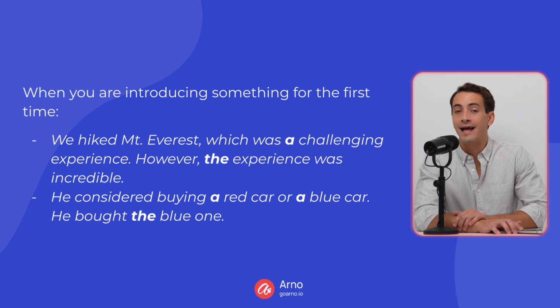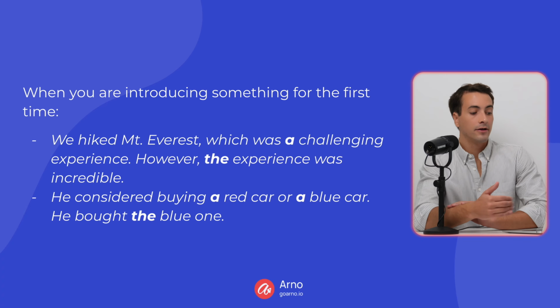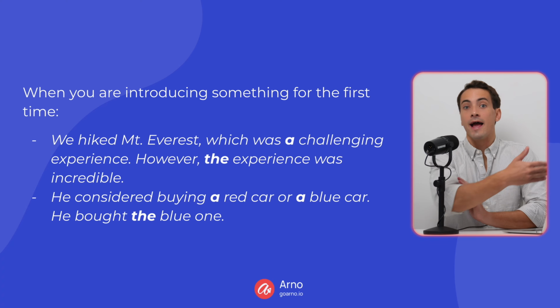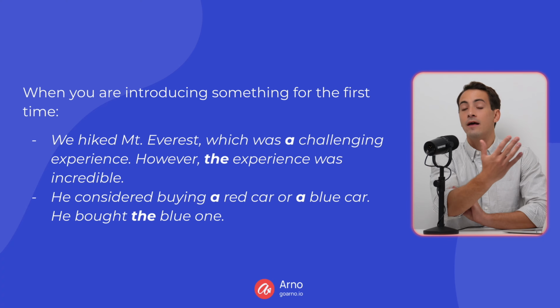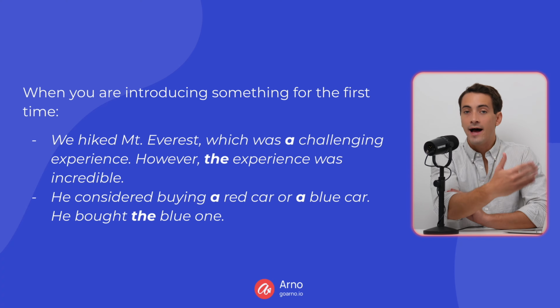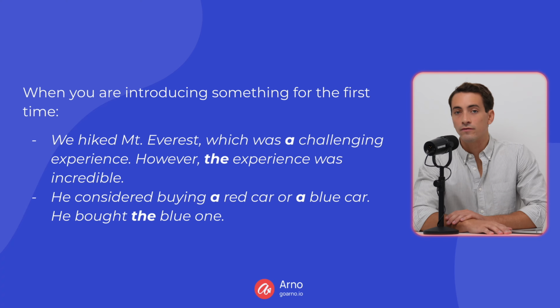He considered buying a red car or a blue car. He bought the blue one. Again, here we are introducing a red car and a blue car. And now that those have been introduced, we could refer to either one using the, like we do in the second sentence. He bought the blue car.